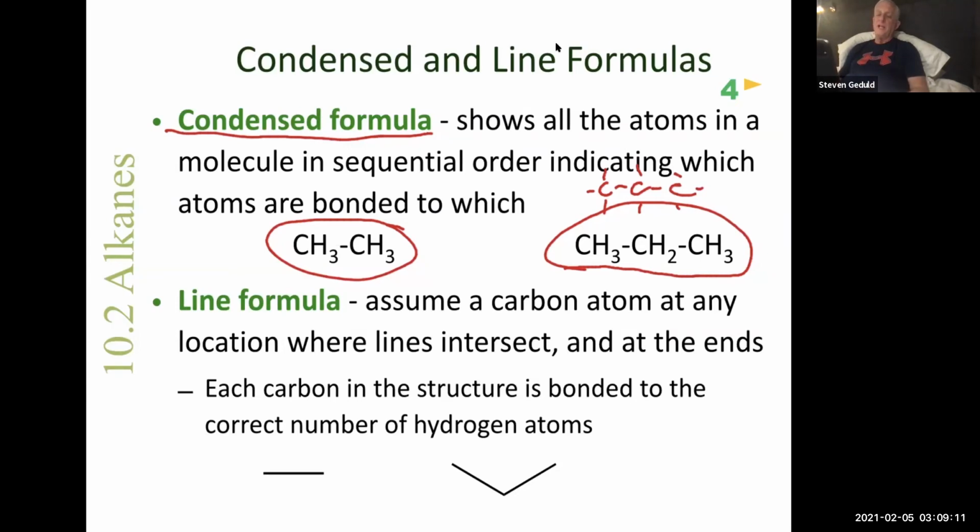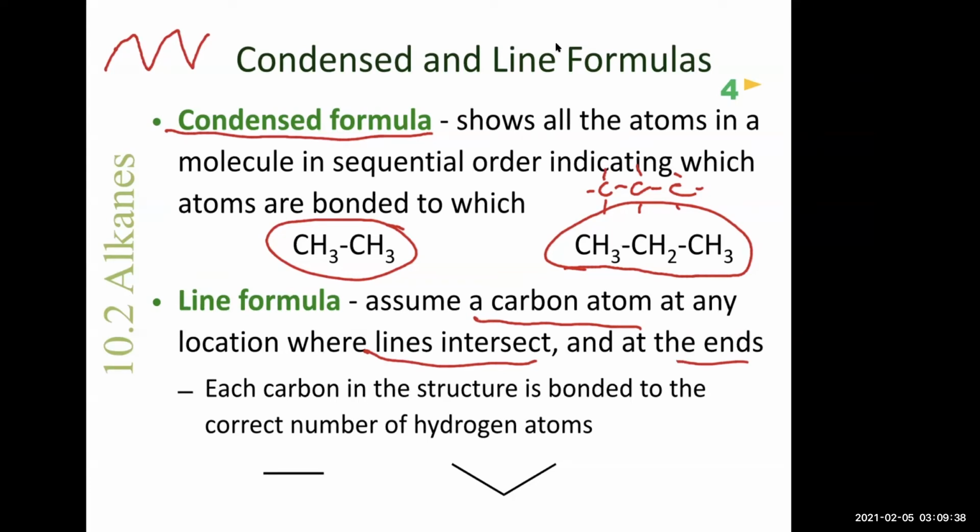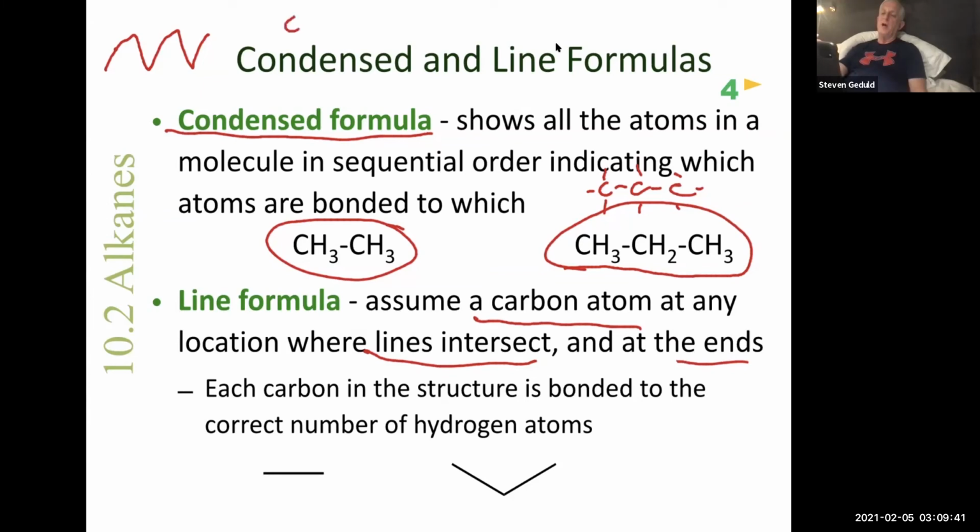In a line formula, that's when you just draw lines. There's a carbon atom at any location where the lines intersect and at the ends. So at the end of every line or where the lines intersect, there's a carbon atom. So if I do this structure here, how many carbon atoms would that be? Six. Perfect. There'll be 6 carbons. How many hydrogens? 14. Perfect. You got it. And 14 hydrogens. But this is what's called a line structure.